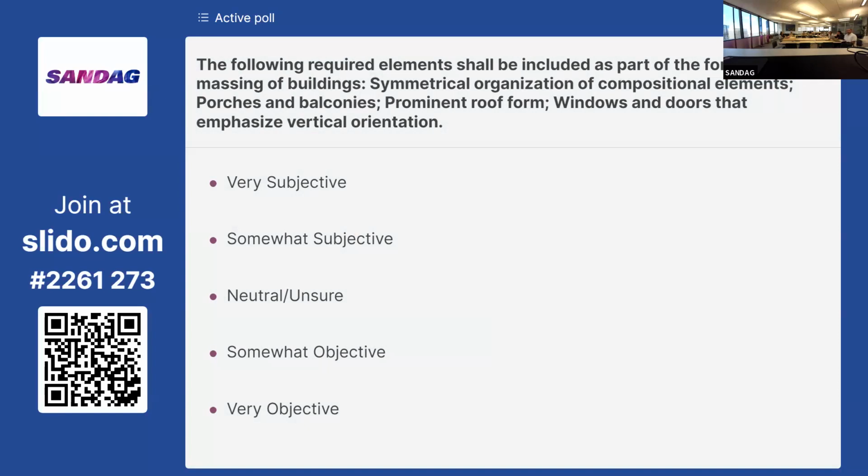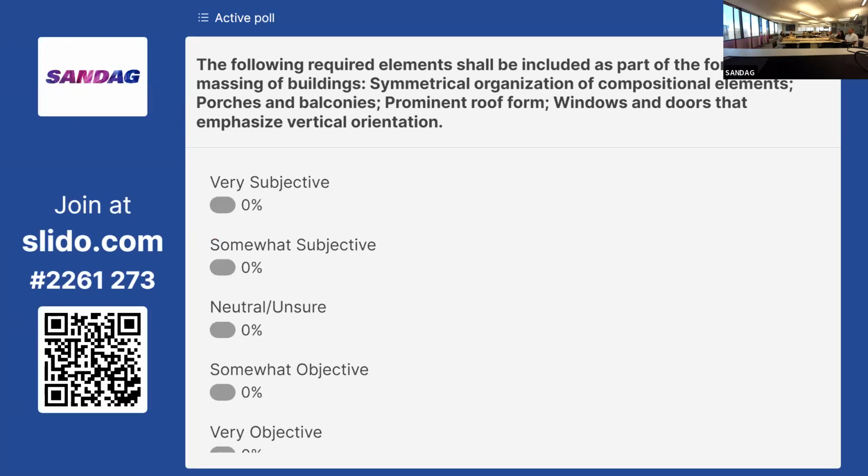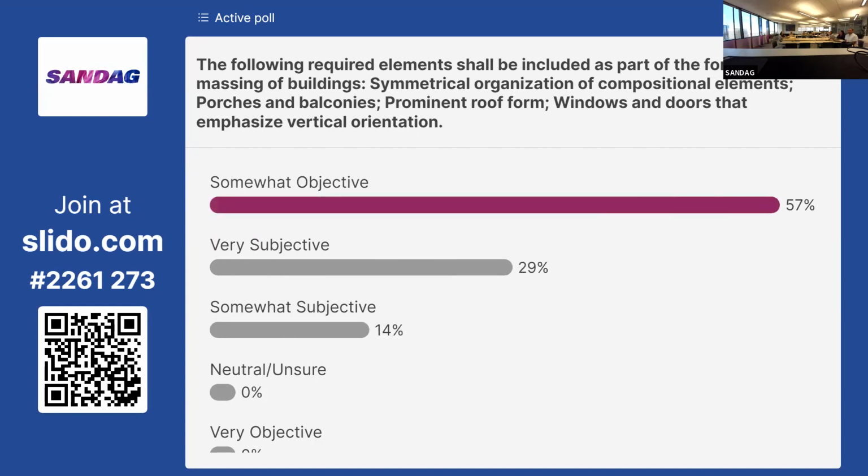This standard: the following required elements shall be included as part of the form and massing of buildings: symmetrical organization of compositional elements, porches and balconies, prominent roof form, windows and doors that emphasize vertical orientation. Somewhat objective, very subjective, somewhat subjective, kind of somewhere in the middle, which leads me to believe it's not quite objective enough if we're getting different opinions.